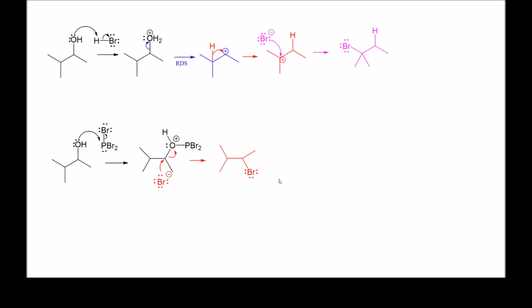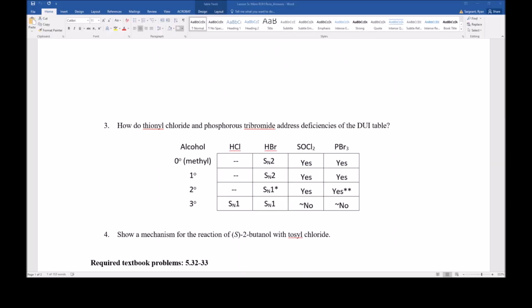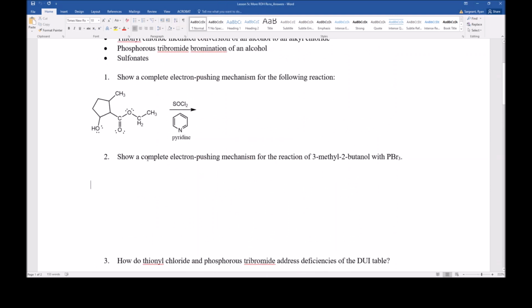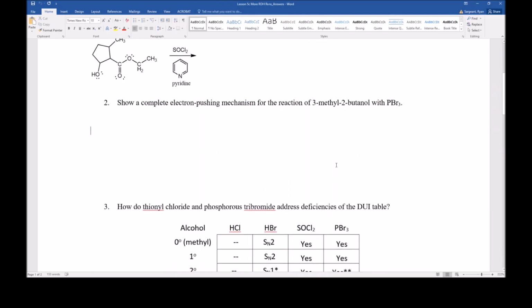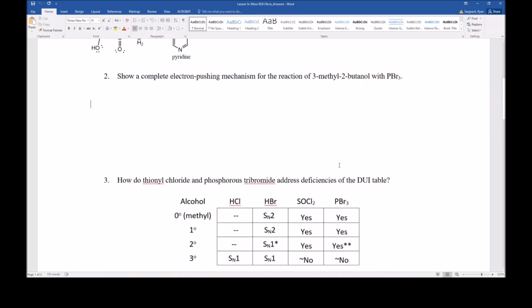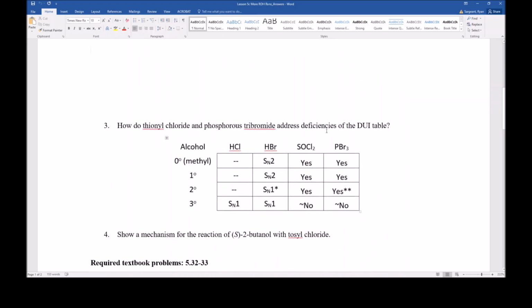This right here, in its entirety, with the correct number of carbons as opposed to what was there before, is the answer to this right here. Show a complete electron pushing mechanism for the reaction of 3-methyl-2-butanol with PBr3. So that was the mechanism that I showed you right there. So now we're ready to finally complete this question.